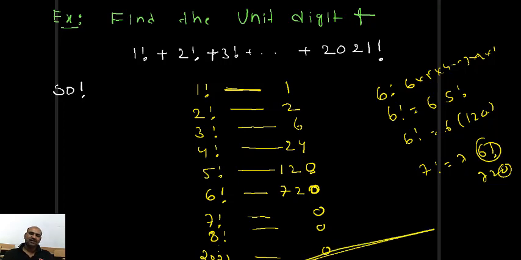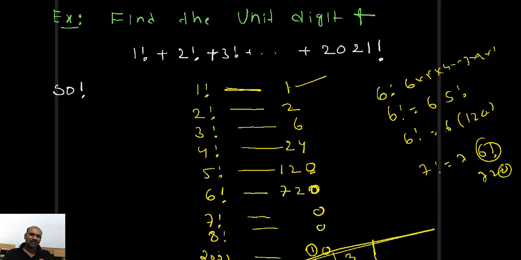2 plus 1 is 3, 9, 13. 13 plus 0 plus 0 plus 0 plus 0, 13 only, no? So adding all unit digits of 1 factorial to 2021 factorial, your unit digit is 3 only. The 3 here carries 1, 13, no? So 2 plus 1 is 3, 6, 9 plus 4 is 13, here 1, here 3. So the unit digit of the summation is 3 only. Okay, I hope you understood.